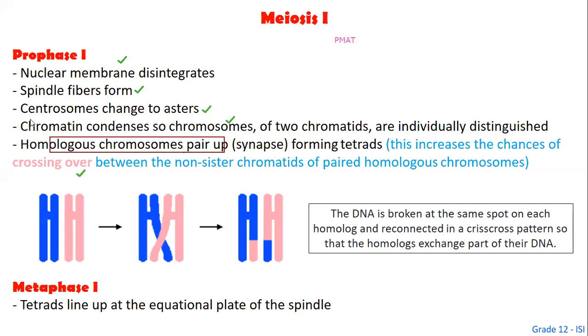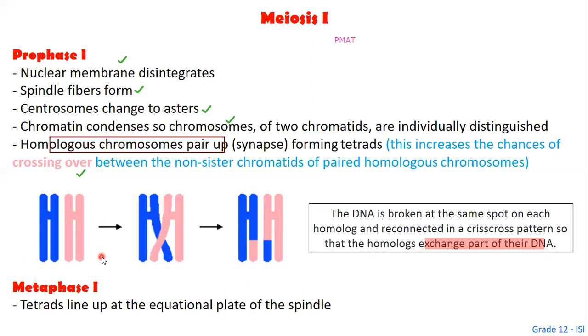What do we mean by crossing over? Crossing over is the process of exchanging part of the DNA to increase variety in a population. Look at these two homologous chromosomes, one coming from the mother, one coming from the father. These homologous chromosomes exchange parts of their DNA just to increase variety. We call this process crossing over, and it happens in prophase 1 of meiosis 1.